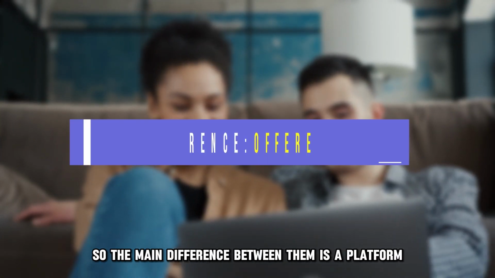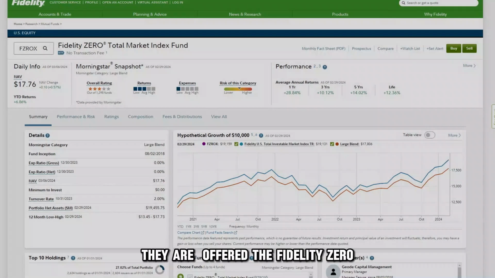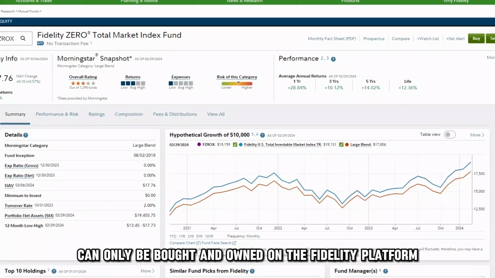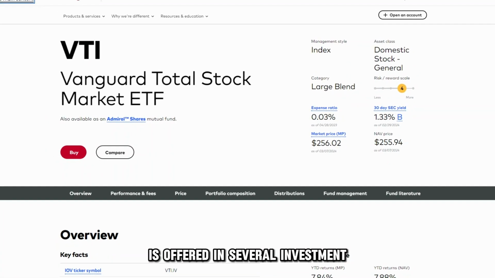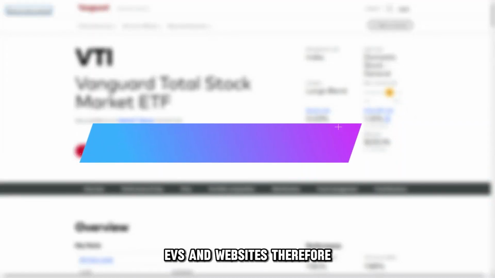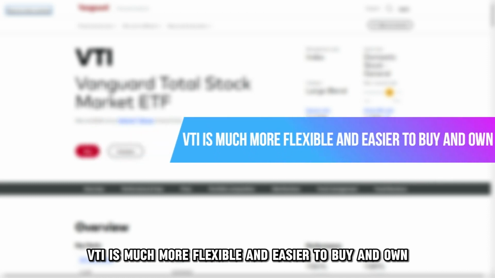So the main difference between them is the platform they are offered. The Fidelity Zero Total Market Index Fund can only be bought and owned on the Fidelity platform. On the other hand, the Vanguard Total Stock Market Index Fund is offered in several investment apps and websites. Therefore, VTI is much more flexible and easier to buy and own.